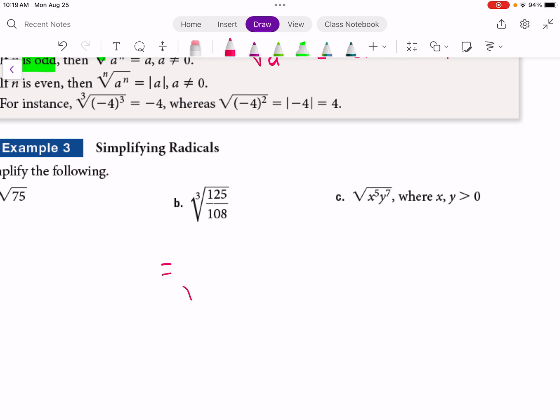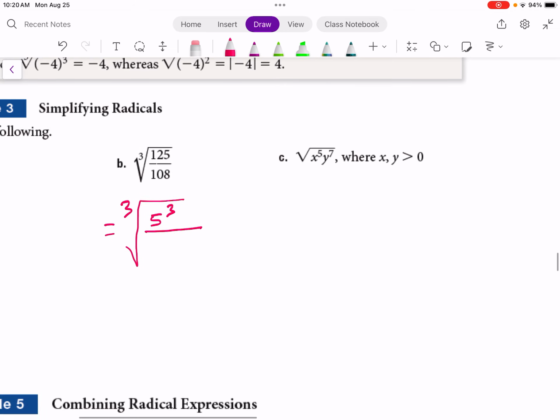So let me just copy the radical sign. So we have 125. How can you rewrite 125 as a power of some number? 5 to the third, right? So 5 cubed. So let's rewrite 125 as 5 cubed divided by, what about 108? 4 cubed? 4 times 4 is 16, times 4 is 64, not 108. Now, there is a way to find that.